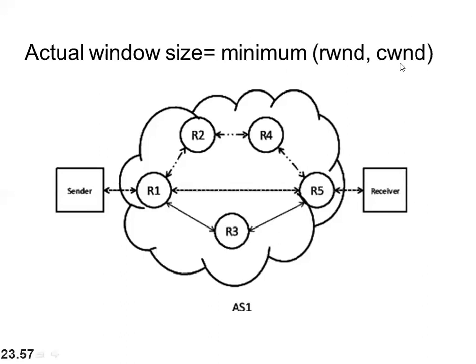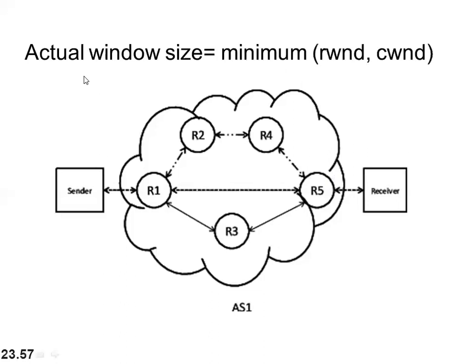Now, what is this congestion window size? This congestion window size is nothing but the network's window size: how many bytes the network at this point in time is capable of carrying, storing in its buffer and forwarding towards the receiver. That is called congestion window size. How this congestion window size will be calculated in the network, we will be discussing in the next topic. For that we are going to have another video.